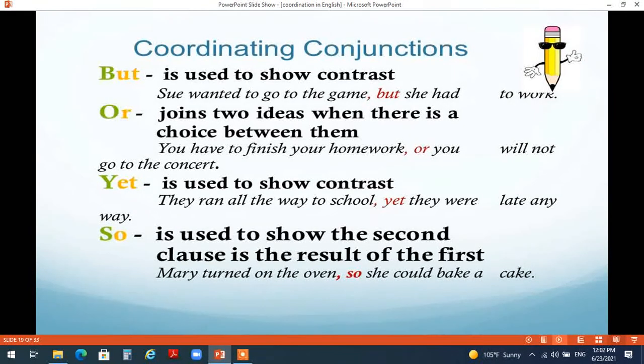Yet is also used to show contrast. Yet has the same meaning as but. They ran all the way to school, yet they were late anyway. So is used to show the second clause is the result of the first. So we use so to indicate that the second clause is the result of what happened in the first clause. For example, Mary turned on the oven so she could bake a cake. What is the reason for turning on the oven, or what is the result of turning on the oven? To bake a cake. So this is the result which has been expressed by using the coordinator so.